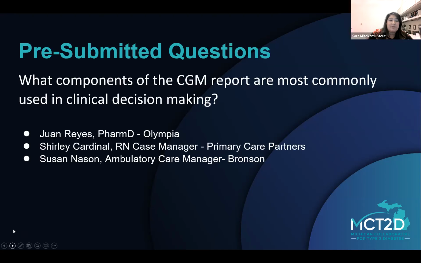Okay. All right, let's move on to the next one. So this is getting a little bit more into the CGM reports themselves. What components of the CGM report are most commonly used in clinical decision making?